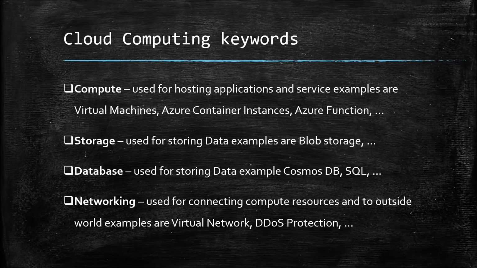Networking is used for connecting to these resources. All these resources that are in the data center, you need a way to connect to them. So we use networking services, for instance, VPNs and DDoS protection. DDoS is distributed denial of service. This is when someone tries to send a lot of traffic to your website or to your web app to shut it down or to make it unavailable. So these providers help protect you from all that.